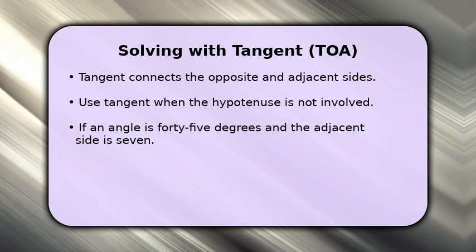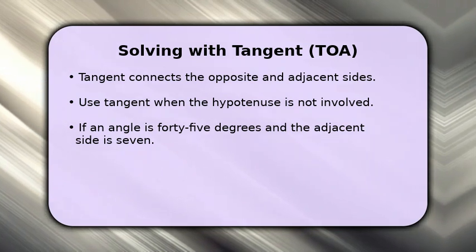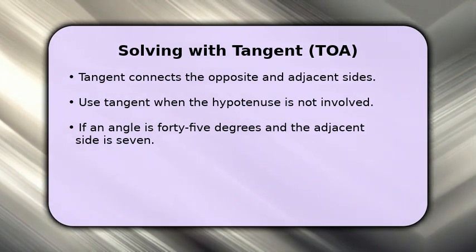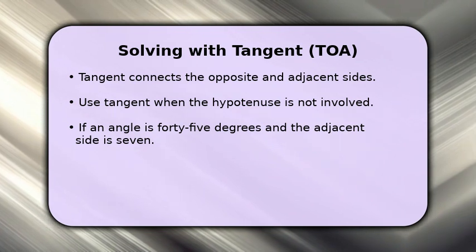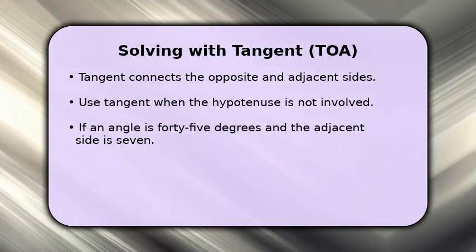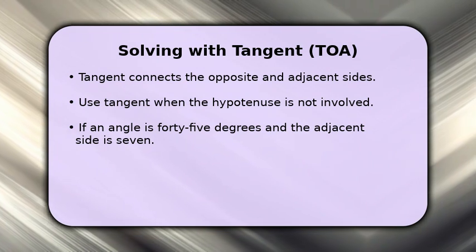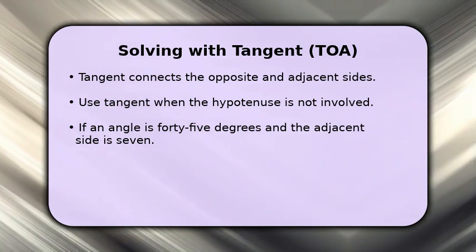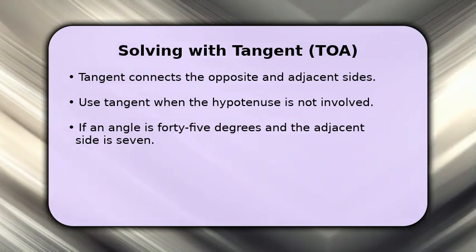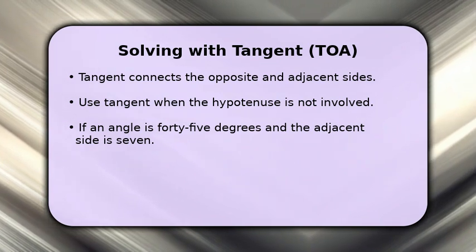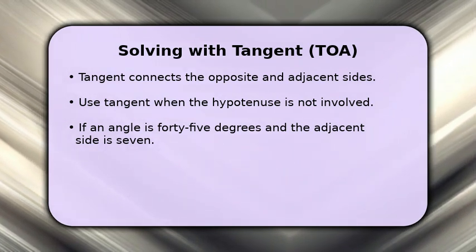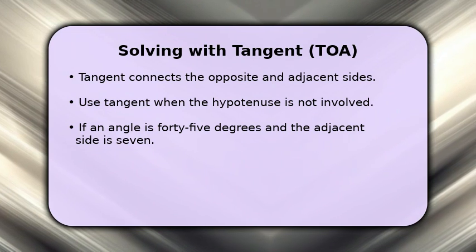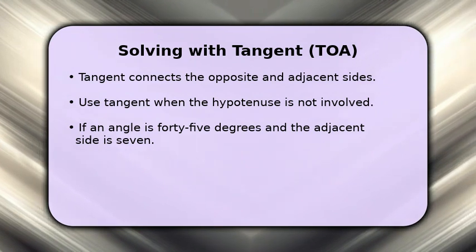Finally, we have tangent, or TOA, which is used when the hypotenuse isn't part of the problem. Tangent relates the side opposite your angle to the side adjacent to it. Let's say you have an angle of 45 degrees and the adjacent side is 7 units long. To find the opposite side, you'd write tangent of 45 degrees equals opposite over 7. This means the opposite side is also 7 units. Mastering SOH-CAH-TOA makes solving these problems incredibly easy.